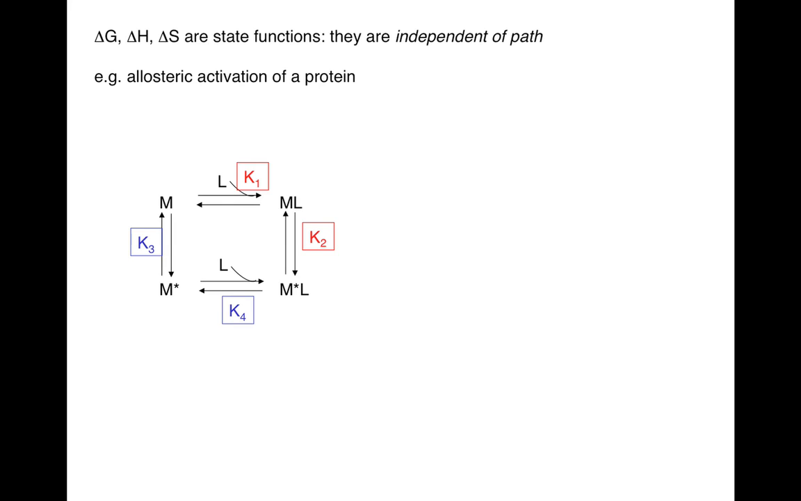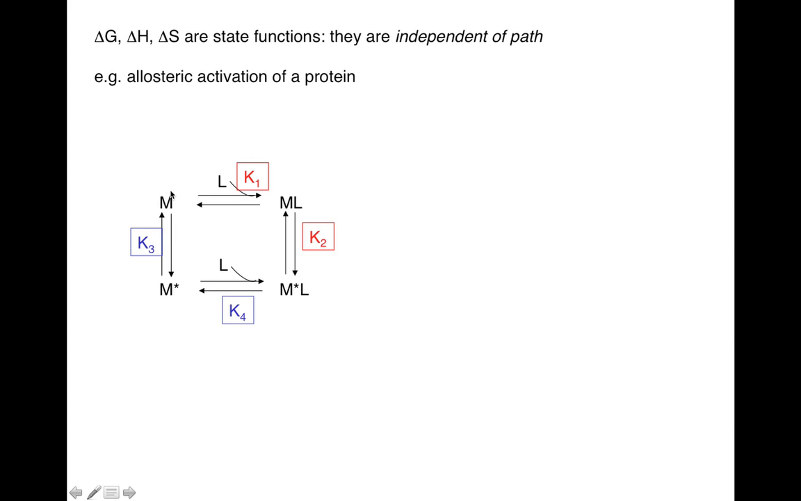Now, delta G, delta H, and delta S are these state functions which we've mentioned a few times, that they're independent of the path of how you got there. And this is very important in analyzing certain biochemical reactions. For example, let's imagine, and this is sort of a preview of allostery that we'll be talking about later on in a couple of weeks in the class.